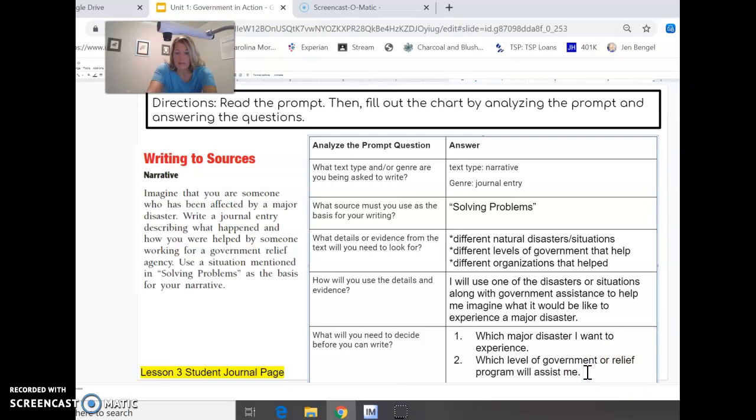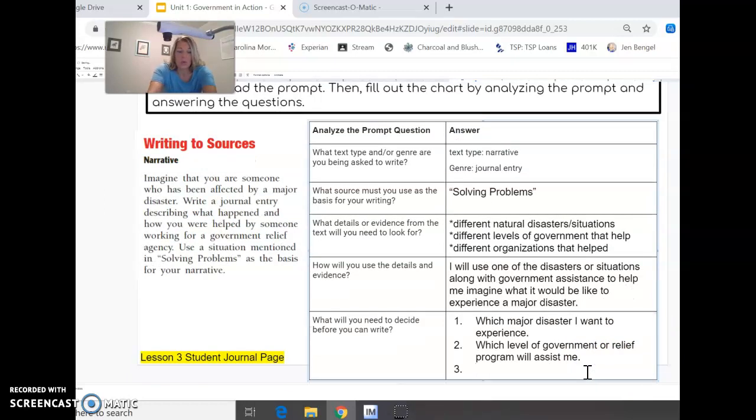And then I'm going to have to decide how they helped and what happened. How did that story end? Okay? So these are some of the things that we're going to think about today as we begin planning our story and then writing our story in small groups.